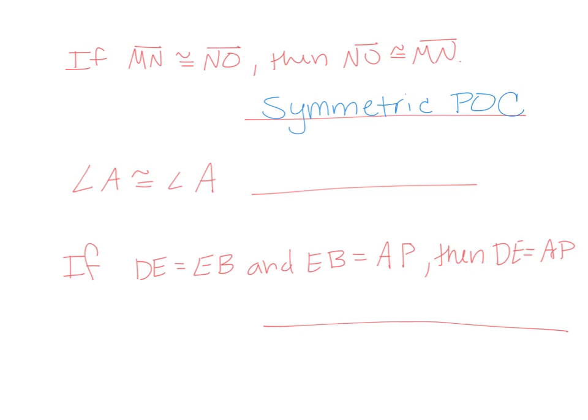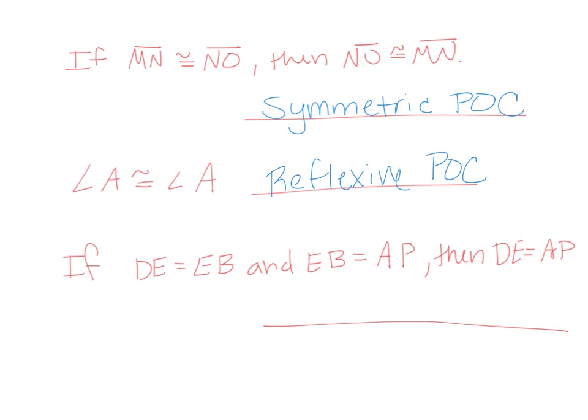Angle A is congruent to angle A. There's only one angle, and it's a reflection, so it is going to be reflexive. And then POE or POC, and we look and it has a congruent sign. So it's a POC again.